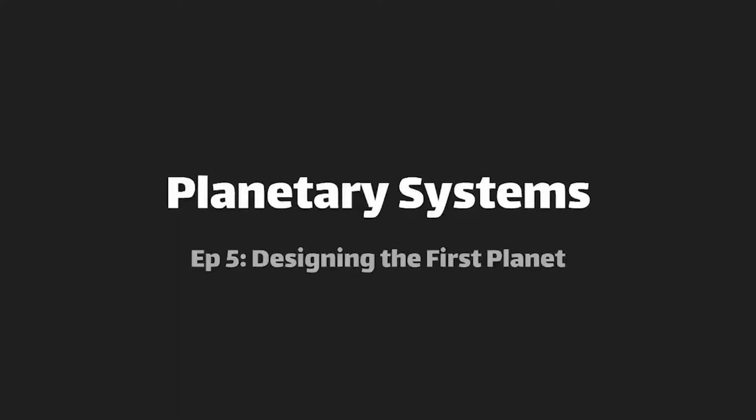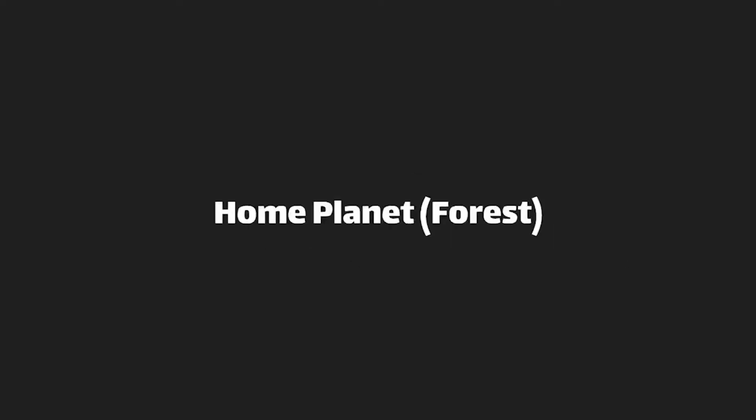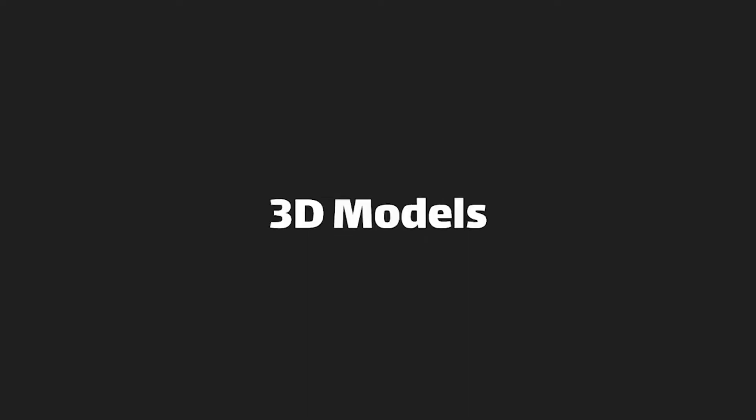Alright, enough of my marketing spiel, we'll get into the video. Like I said, today we're going to be designing the first planet that's going into planetary systems, which, coincidentally, is going to be the home planet. This is where the player starts the game, and for the sake of the alpha, we're just making it a forested environment. So you're going to be watching me making that in Unity today.